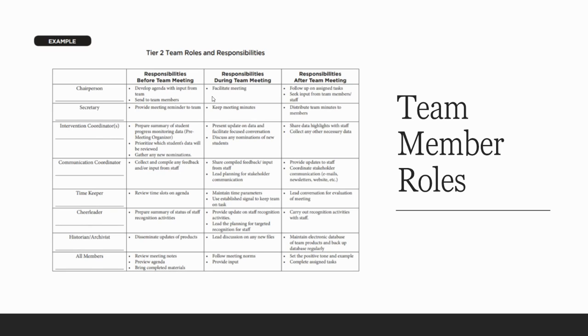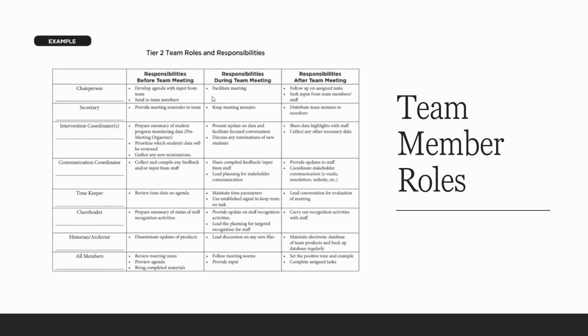After that team has been formed, in order to be effective, another effective process is to assign team member roles. Everyone has a responsibility on that team. Some team roles could be a chairperson. And remember, these team members in these roles are going to have responsibilities they need to do before the meeting, during the meeting, as well as after the meeting.